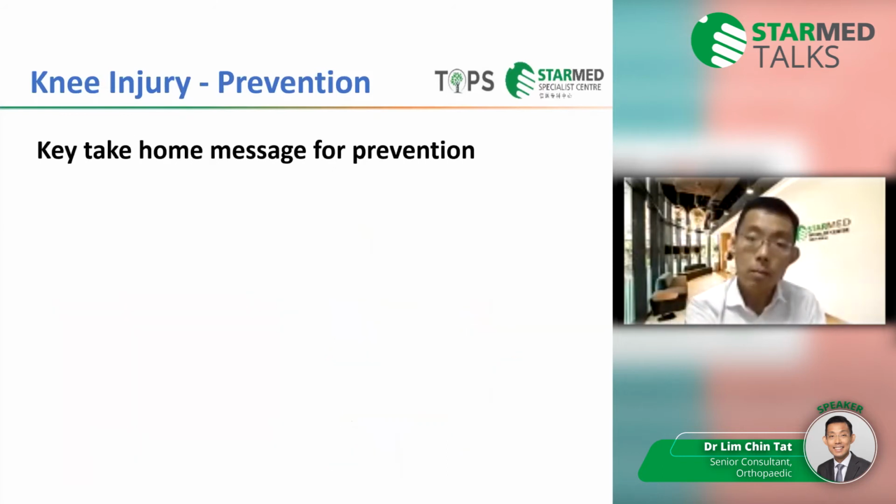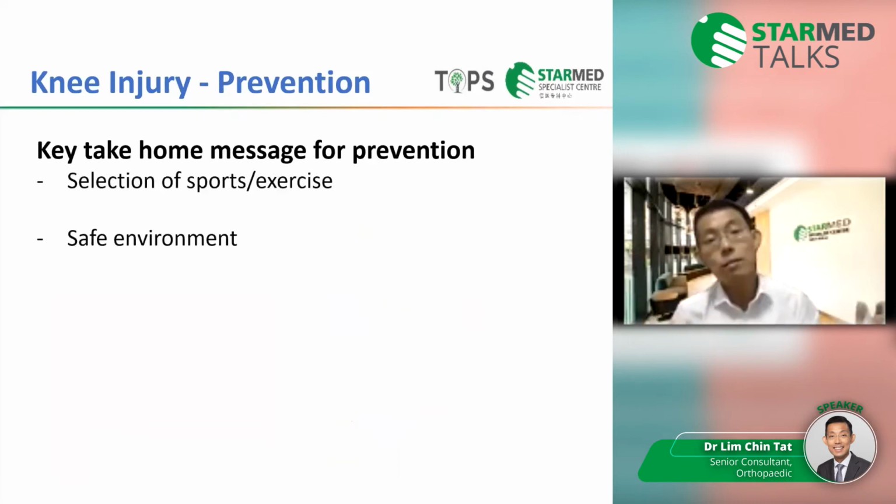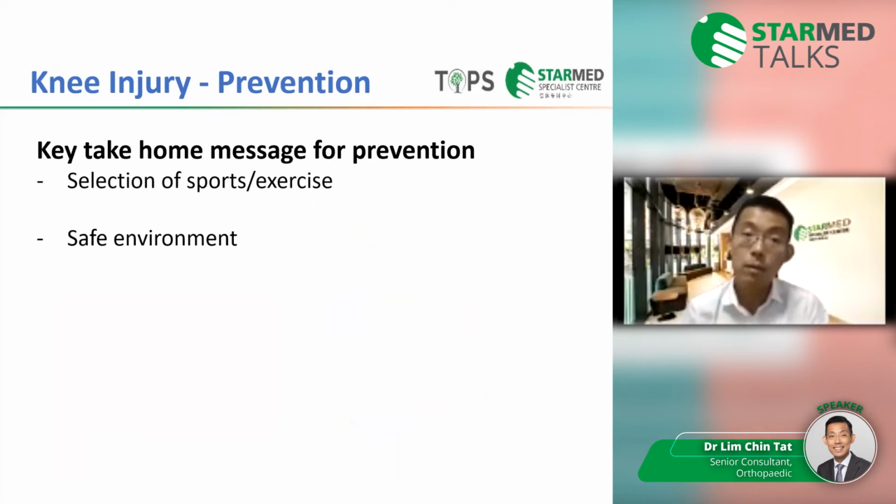So the key take-home message of prevention, I think first and foremost, is to address the extrinsic factors, because it's easy. Select the sport or exercise that suits you. If you want to play contact sports, just be ready for a higher risk of injury. I've done ACL reconstruction and ankle reconstruction, and they are mostly for football and basketball. But badminton is one of the non-contact sports that's quite high risk for ligament injury because of the twist and turn and the high impact.